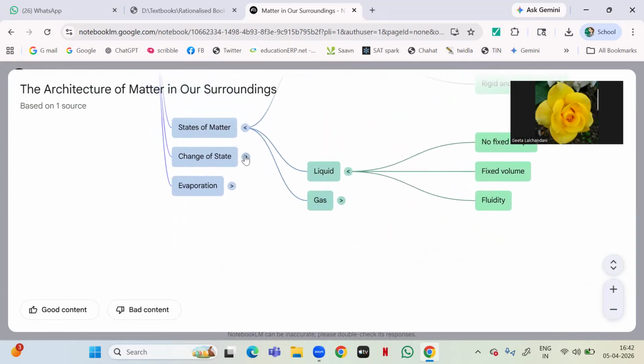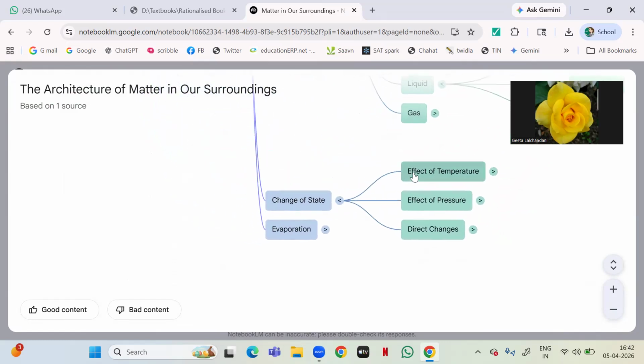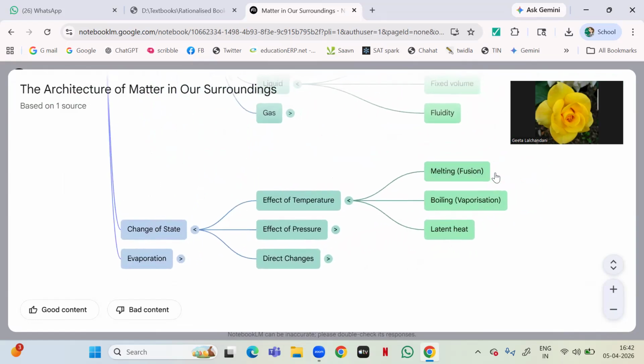Then you have something called change of state or interconversion of matter. We can change solids into liquids, liquids into gases. What is the effect? How can we convert it? By changing the temperature, by changing the pressure, or through some direct changes. Let's see the effect of temperature. For example, melting and boiling. Melting is also called fusion. Boiling is also called vaporization. When you heat a substance, you see processes like melting and boiling. Something related to latent heat, as I told you previously also.